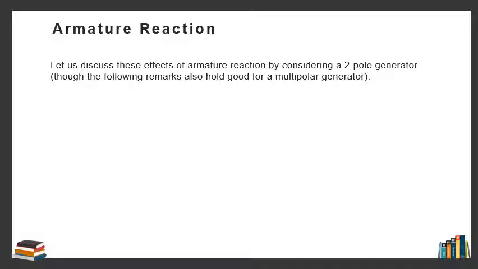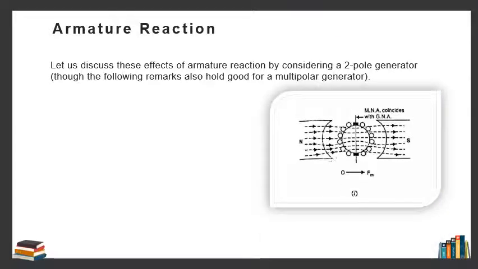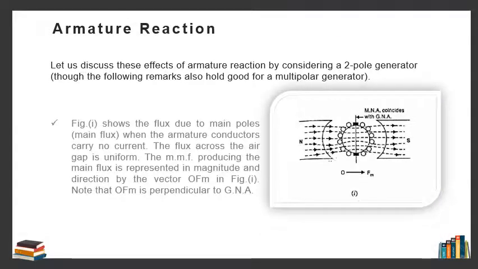Third one is called the cross-magnetizing effect. In this effect, the field flux is perpendicular to the armature flux, so this effect is known as the cross-magnetizing effect. So, let us discuss these effects of armature reaction by considering a two-pole generator. This is a diagram.